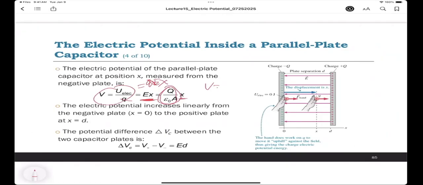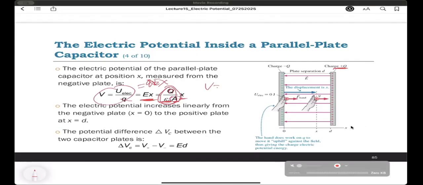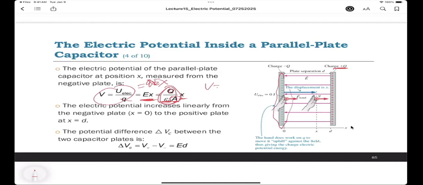So the electric potential increases linearly from the negative plate at X equals 0 to the positive plate at X equals D. Because this Q is fixed when the capacitor is fixed, and this one is constant. And this one is what, A? Do you guys remember that? The A is just the plate area. We talked a bit about this in the last class.